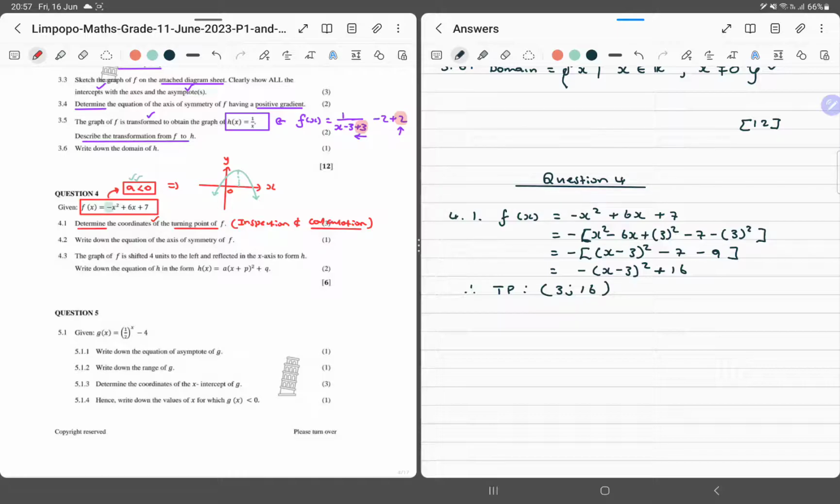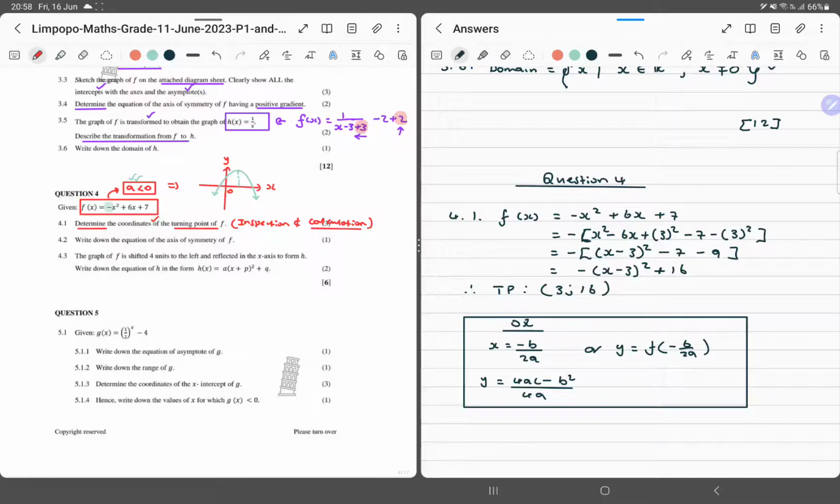Okay, but you can use your other formulas. You can use x is equal to minus b over 2a, and then y is equal to 4ac minus b squared over 4a. Or you can say y here is going to be f at minus b over 2a to solve for y. Either way, you will get the marks. Okay, so these are your options in determining the turning point from that equation. How many marks are we getting here?